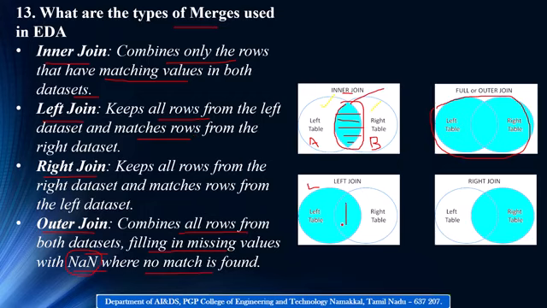The right join is the same thing, on the right side. Keep all the data from the right and the data which is matching from A and B. For both A and B, the common data we are going to take. So these are the four different types of merges available in EDA.